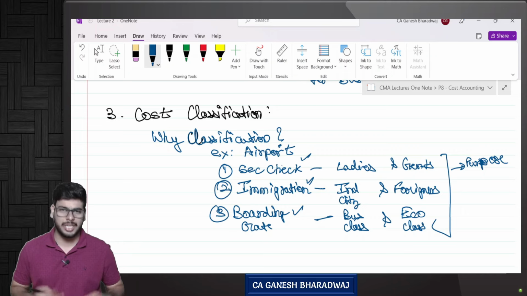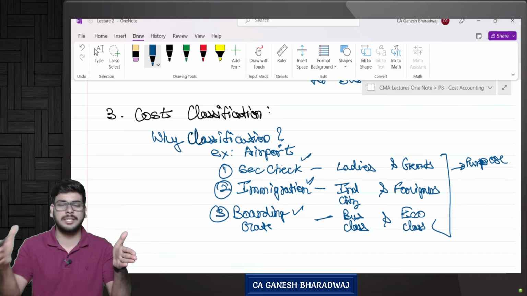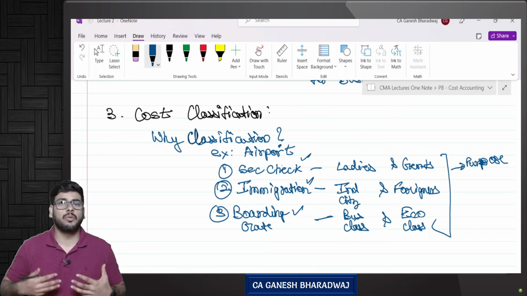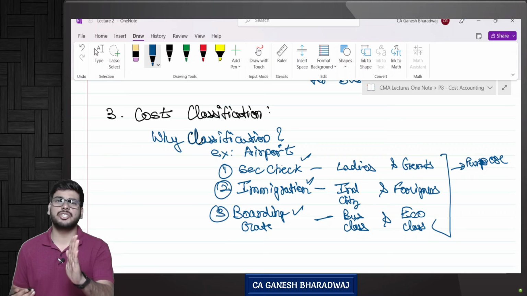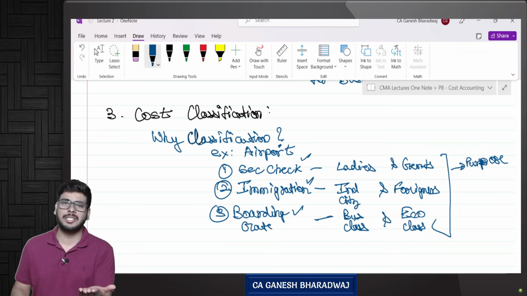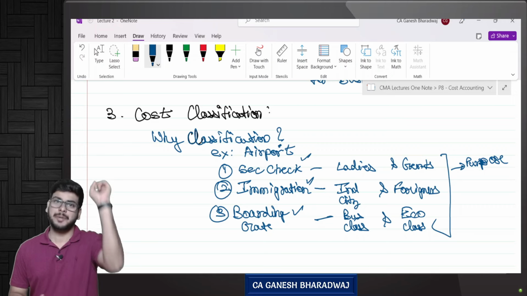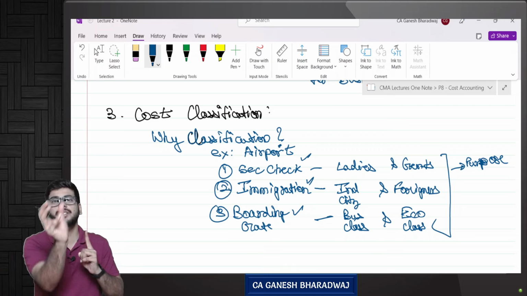In a security check, what is the purpose? They need to check whether they are carrying any explosives, bombs and all that. And of course, security check needs to be done separately for ladies and separately for gents. In case of immigration, what is the purpose of an immigration counter? They need to check the passport and other documents, and obviously for Indian citizens the passport documents will be different, for foreigners it will be different. So based on the purpose I want to achieve, I classify the same human beings differently.